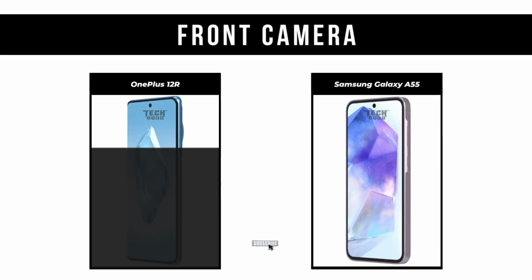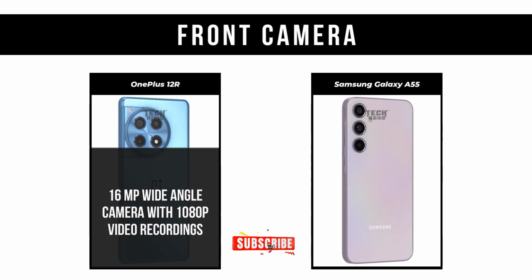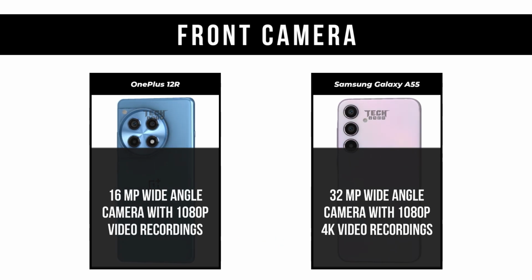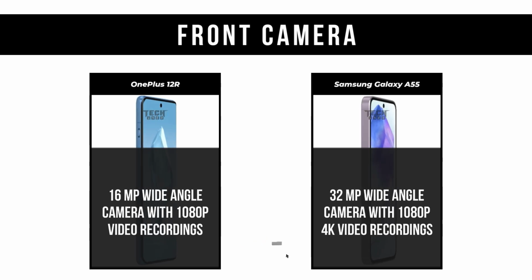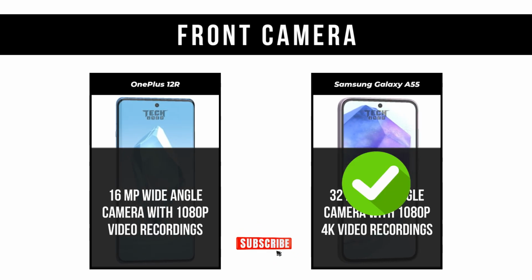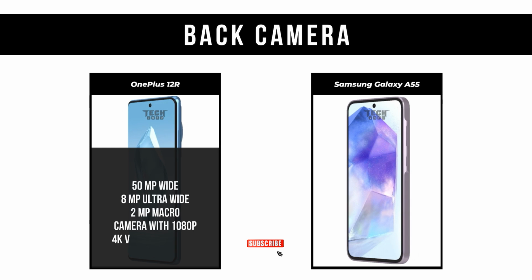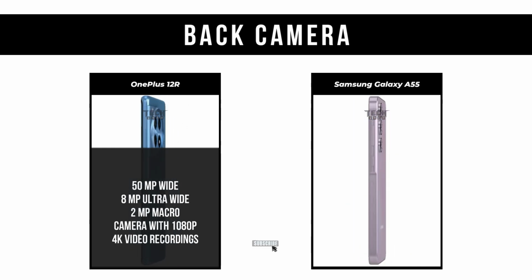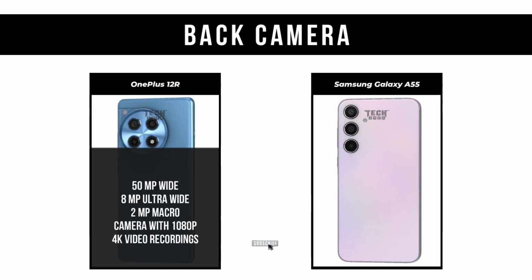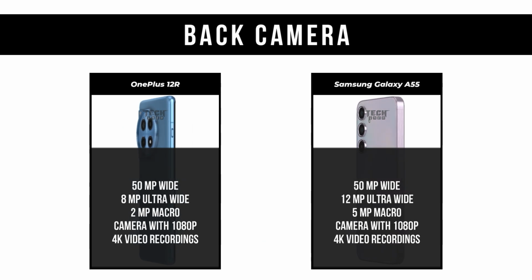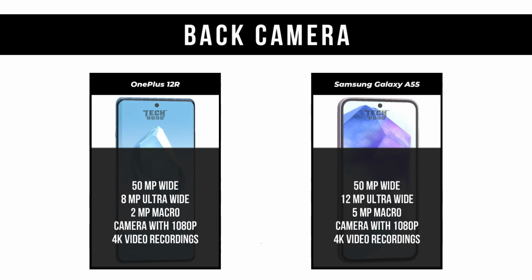Front camera. OnePlus 12R is 16MP wide-angle camera with 1080p video recordings. Samsung Galaxy A55 is 32MP wide-angle camera with 1080p and 4K video recordings. Back camera. OnePlus 12R is 50MP wide, 8MP ultra wide, and 2MP macro camera with 1080p and 4K video recordings. Samsung Galaxy A55 is 50MP wide, 12MP ultra wide, and 5MP macro camera with 1080p and 4K video recordings.